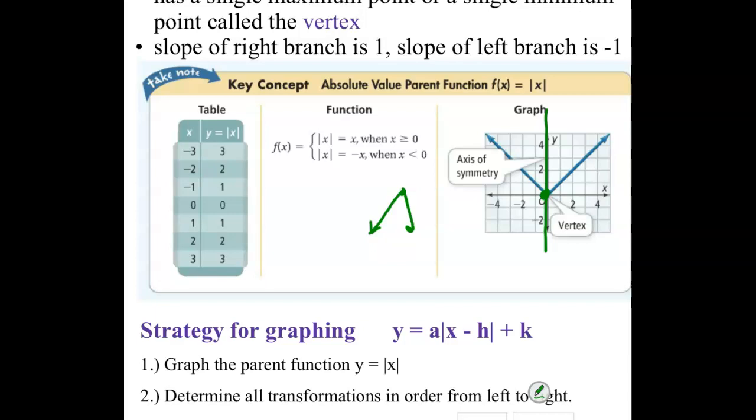The slope on the right branch is a 1. And we're talking, again, just about the parent function. The slope on the right side is 1. Rise 1, run 1. How about on the left side of that? What would the slope be on the left side? -1. Right? We had to go down 1 over. So this has a slope of 1. This has a slope of -1. That's always going to be the case with absolute value graphs. They're going to have slopes that are opposite. One will be a positive slope, one will be a negative slope.